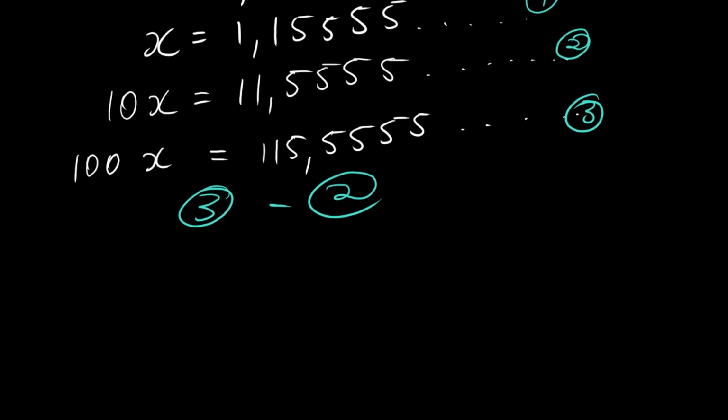100 minus 10, it's 90. Before the comma we have 115 minus 11. The answer is 104. After the comma we have 55555 minus 5555. The answer is 0.